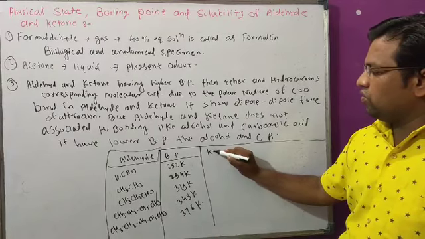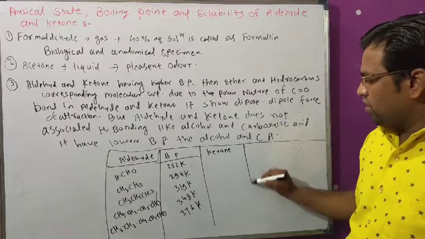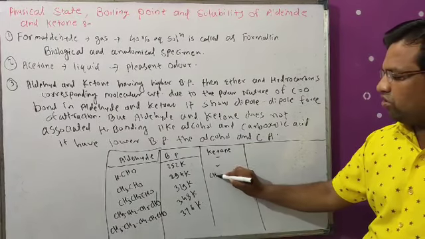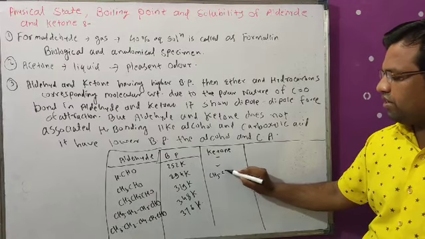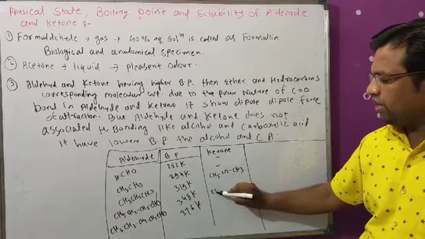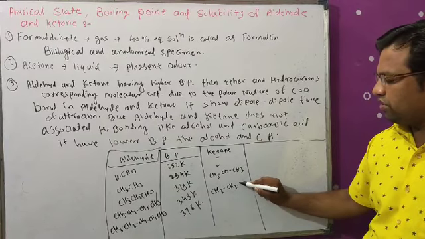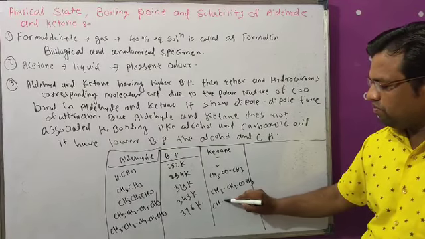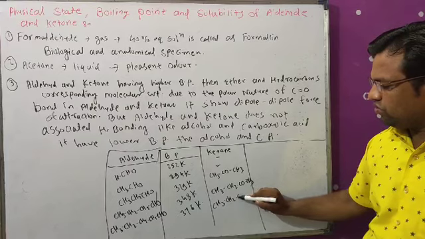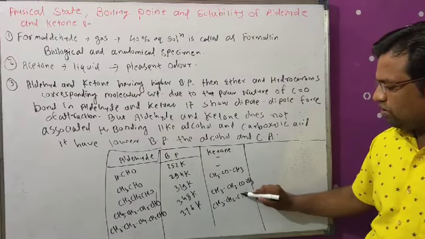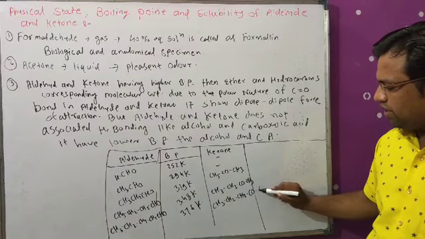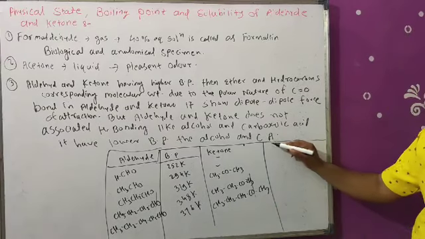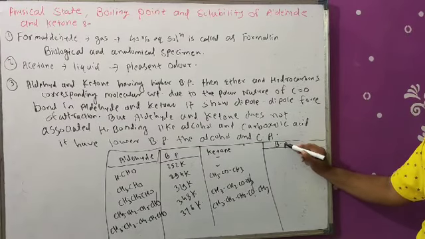Similarly for the ketone. Now we know that it does not have the first two compounds, so directly we write down the structure of propanone, that is CH3COCH3, then we write down butanone, CH3CH2COCH3, and then pentanone, CH3CH2COCH2CH3.